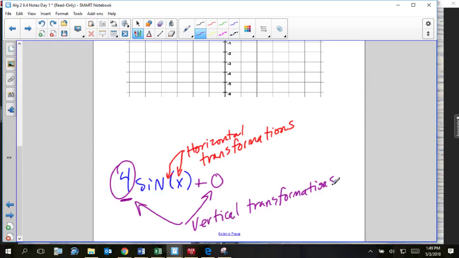When I have horizontal transformations, do I use the exact numbers that are written there? Yes? No? It was a 50-50, but we have to know that. What if in there I had x plus 3? What would you actually do? You would subtract 3 from the x's. What if I had a half out here? What would you actually do? You wouldn't multiply by half.